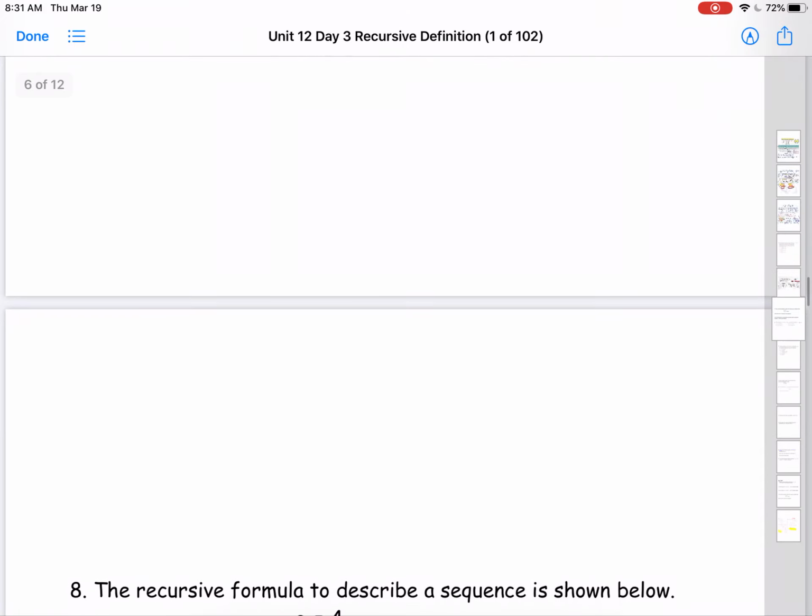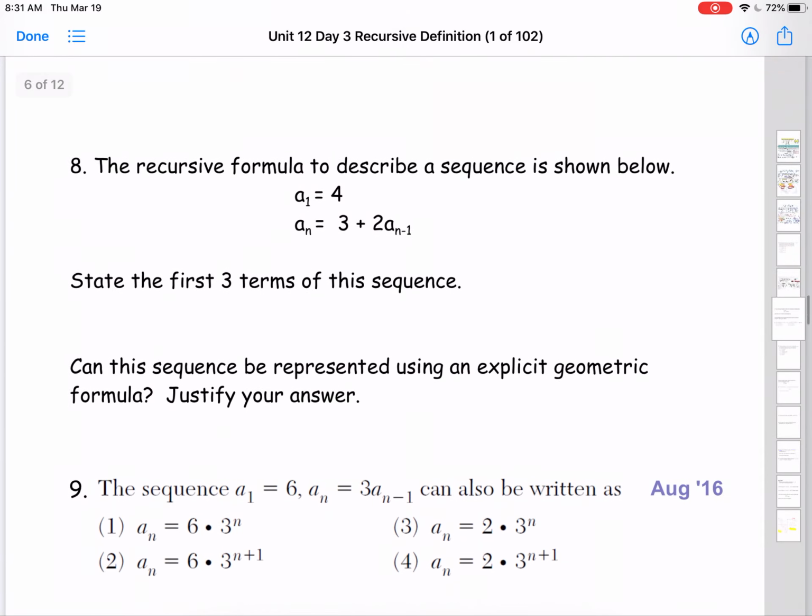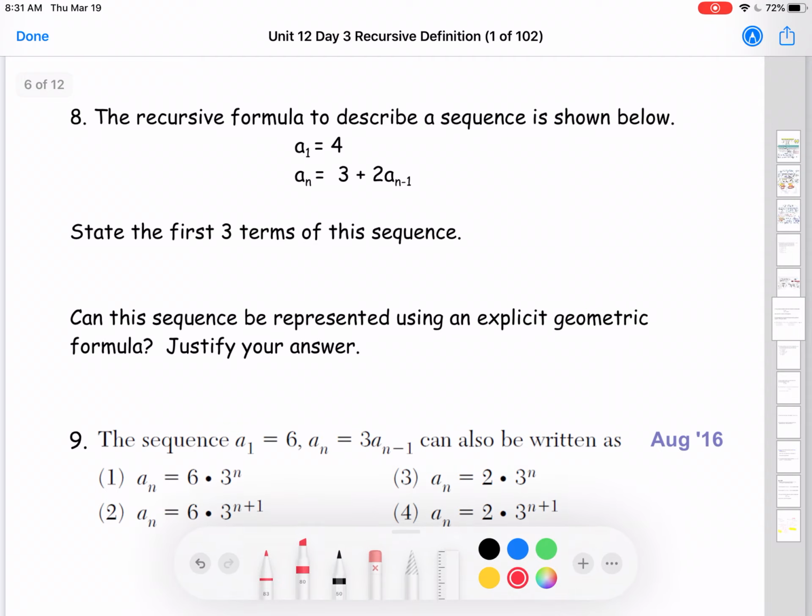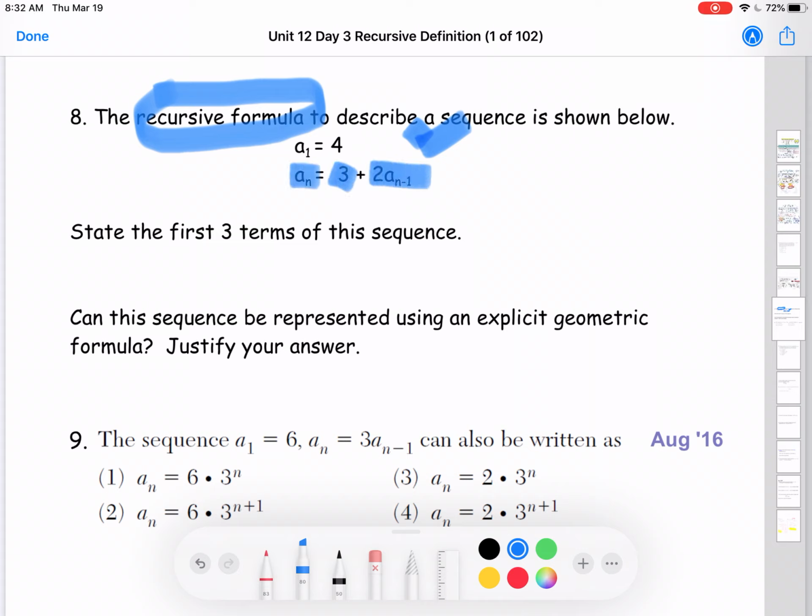All right, next one I want to do is this one. Okay, they're giving me the recursive formula. And we can see they're giving me the recursive formula because they gave me the first term, and then the next term is twice the one before it plus 3. So we got a lot going on there. And they want me to state the first 3 terms. First, second, and third.